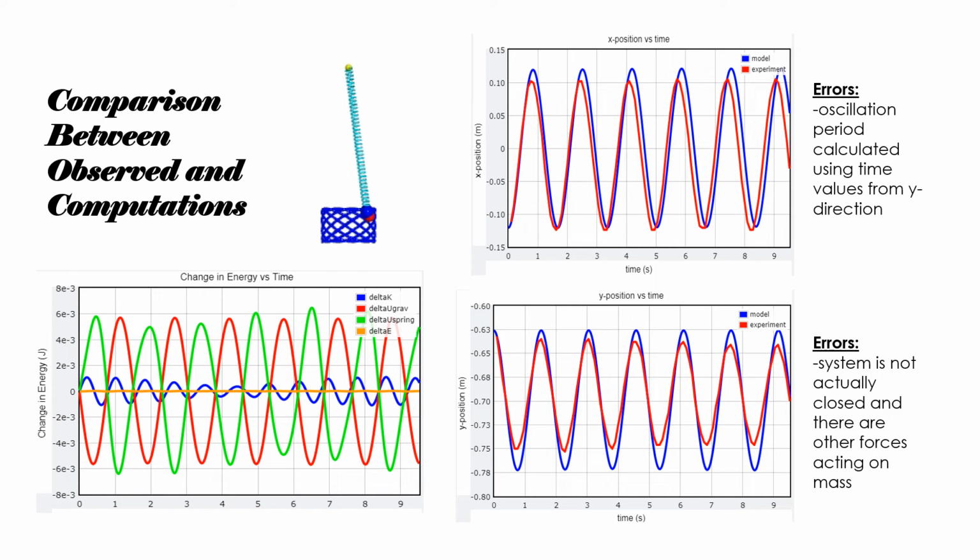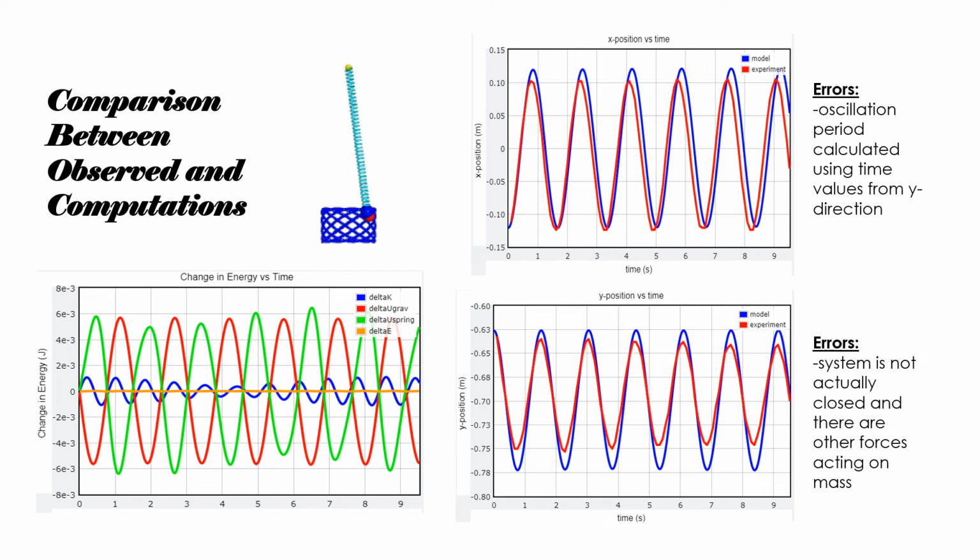For both the x and y directions, the observed motion follows roughly the same pattern as the predicted motion. At later time values, the x position of the observed data begins to deviate more from the predicted model. This may be because the oscillation period was calculated using data from the y direction, which may not accurately capture the oscillation in the x direction.